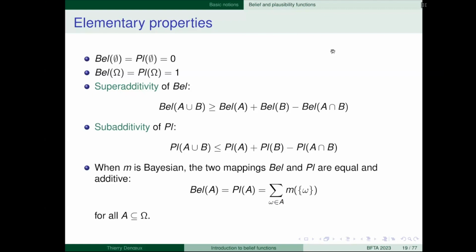But if m is Bayesian, remember Bayesian means that the focal sets are singletons, so basically this is probabilistic information, in that case the Bel and Pl functions are equal, and they are a probability measure. So we recover the notion of probability measure in the special case where the evidence points to precise hypotheses.